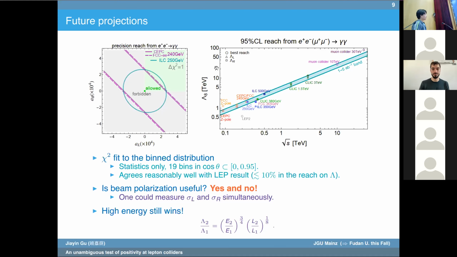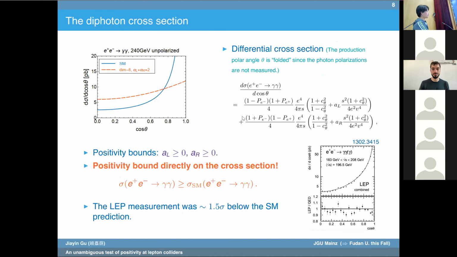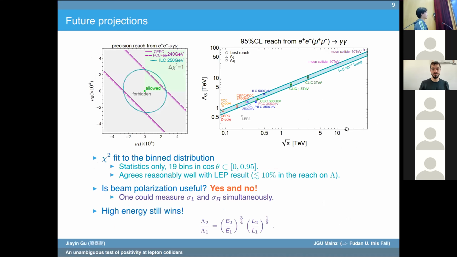So first, there's an interesting statement on the beam polarization. If we go back a page and look at the differential cross-section, then we see that without beam polarizations, so these capital P's are zeros, we can only probe one combination of these two parameters, namely AL plus AR. So this is reflected in this chi-square plot. We can see that there's a flat direction for the circular colliders which don't have beam polarizations. So if we have beam polarizations, then we can simultaneously measure the left-handed and the right-handed cross-section.